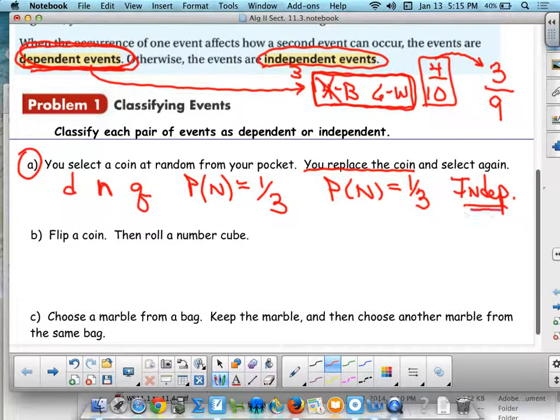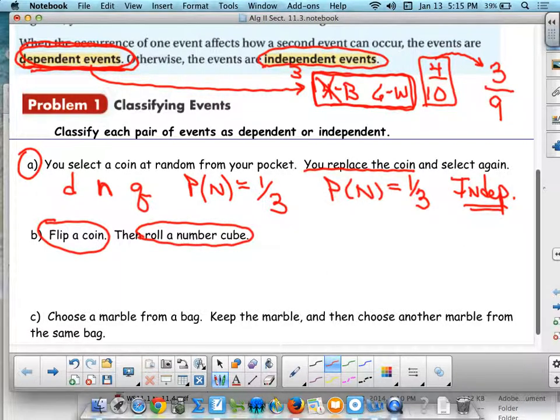Okay, this is an independent event. You tried to pick a nickel twice, you replaced it after you picked it, and the probability did not change. So it's independent. All right, this one, you flip a coin, then you roll a number cube to get a number.